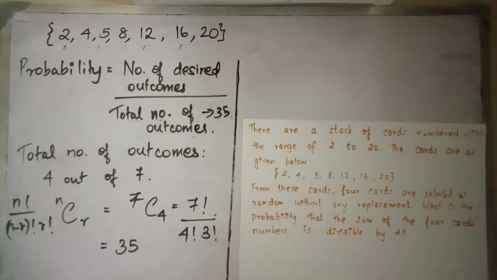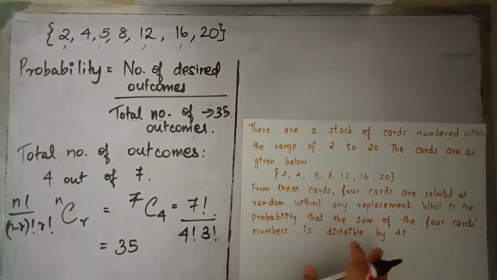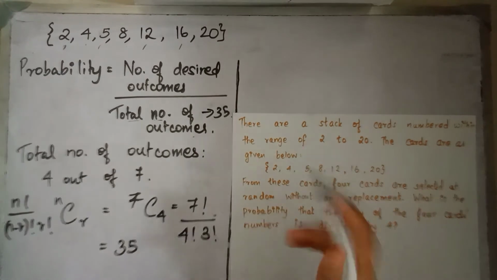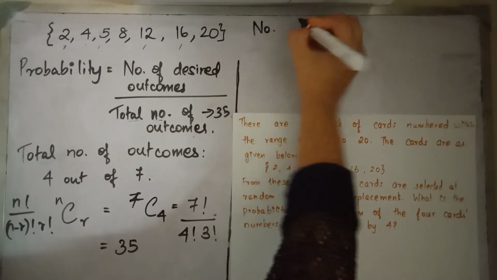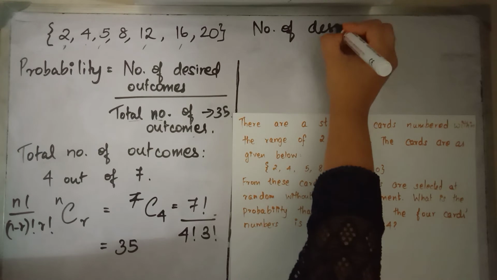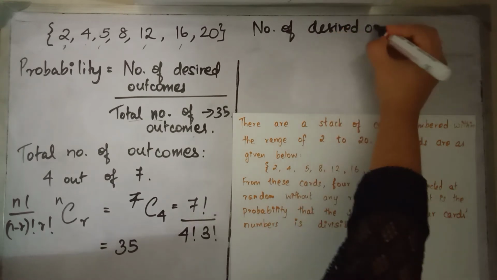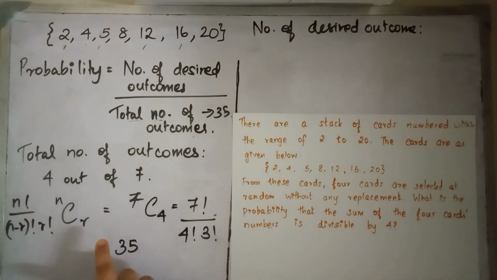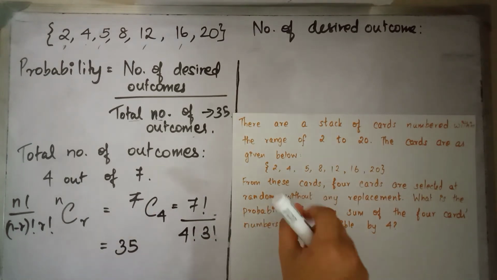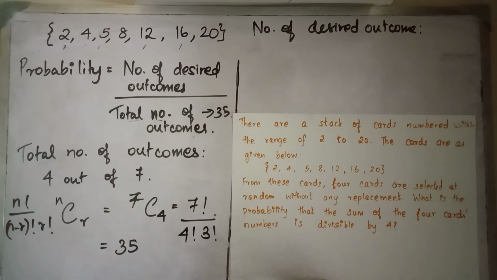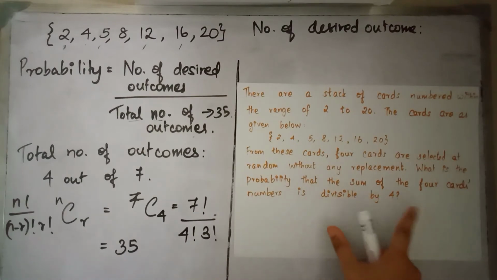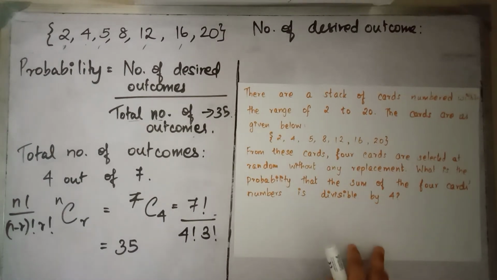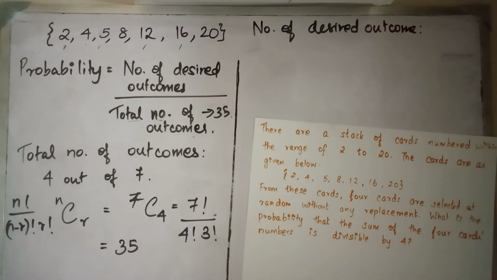Now let's go on to the numerator. The numerator is the tricky part over here: the number of desired outcomes. Now what is a desired outcome in this case? A desired outcome is when the sum of the 4 card numbers is divisible by 4. That's what the question wants. So that will be termed a desired outcome.